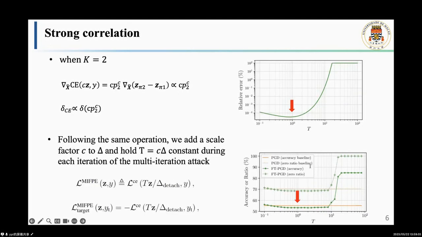As a result, we propose a new loss function, a small modification to the original cross-entropy loss, which scales the logits adaptively before the softmax operation.